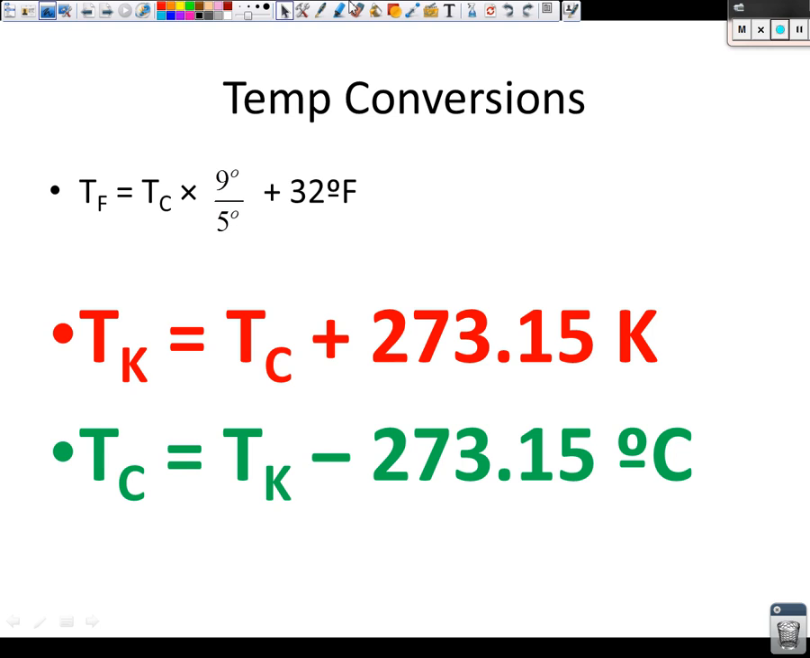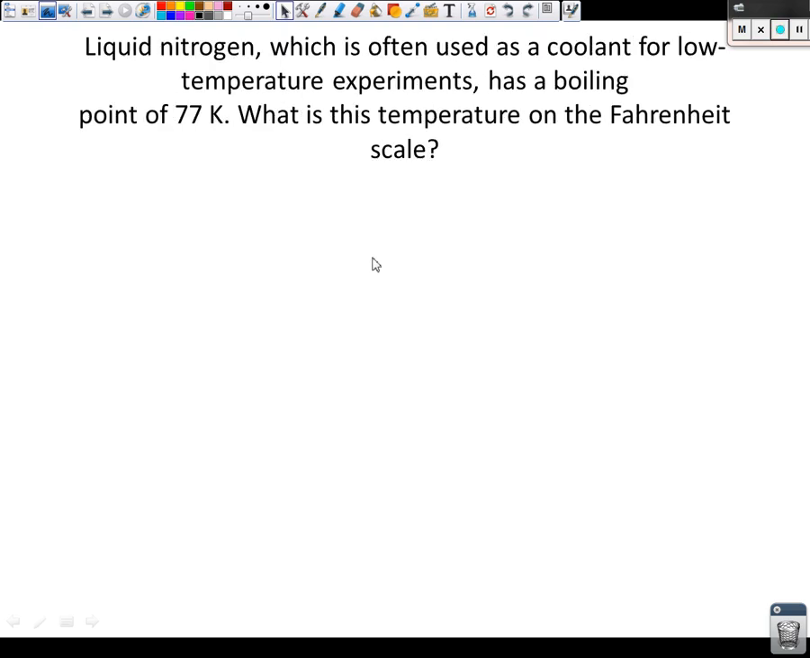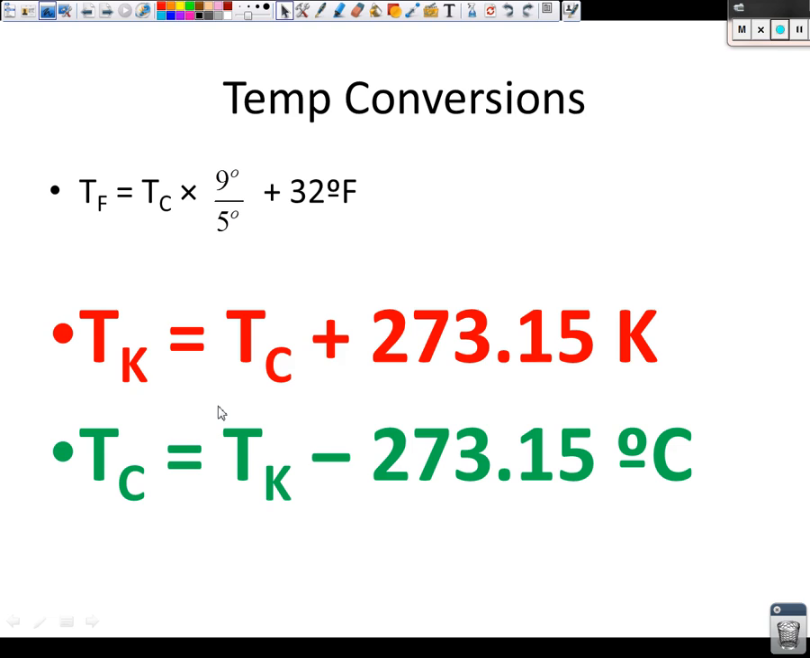The next question we're going to get to, and I'm going to show you the question, I'm going to come back to this. The question is, the normal body temperature is 98.6 degrees Fahrenheit. It says convert this 98.6 temperature to the Celsius and to Kelvin scales. So, again, we're never going to do this, but I just want to show you how it would be done.